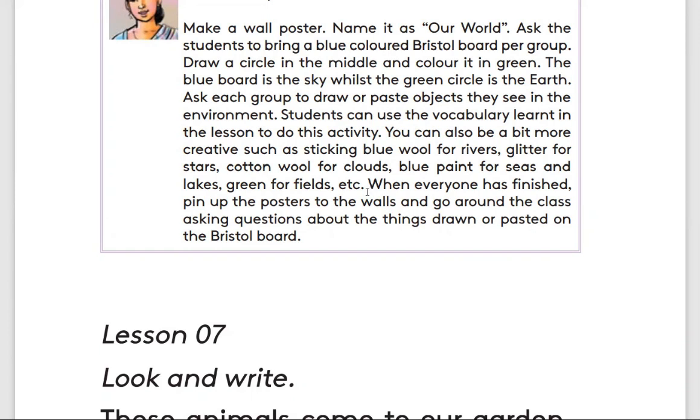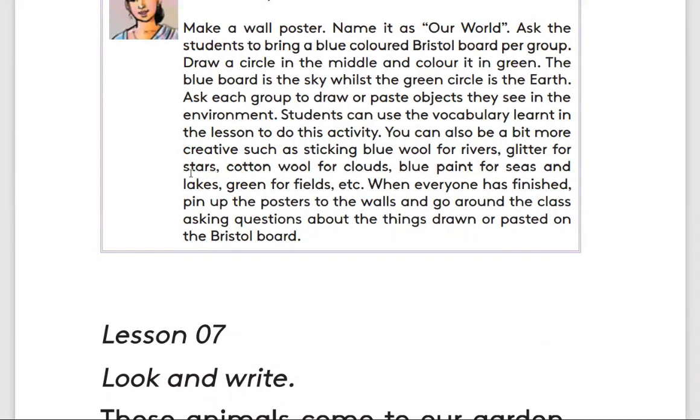We will select the best one and we can pin up the poster on the wall in your classroom, right? Okay. You can do it in a creative way, because you can stick blue wool in the earth as the river. Glitter for stars. Last year we did this nicely, very nicely, and pasted it in the classroom.